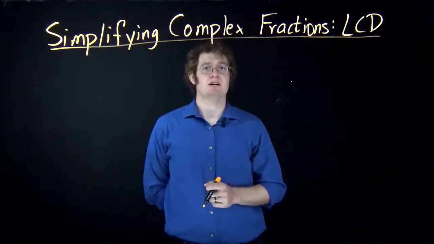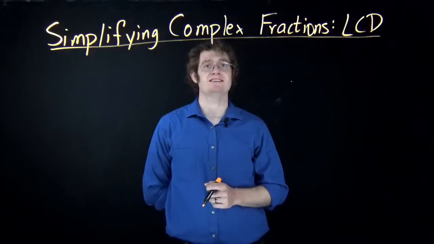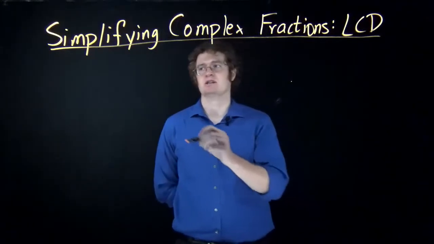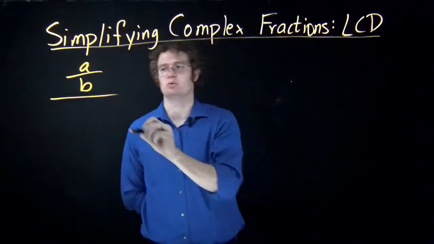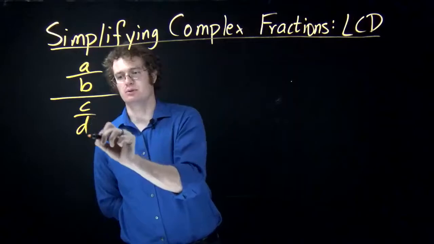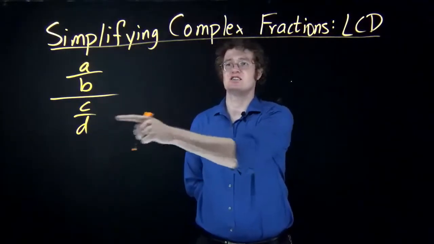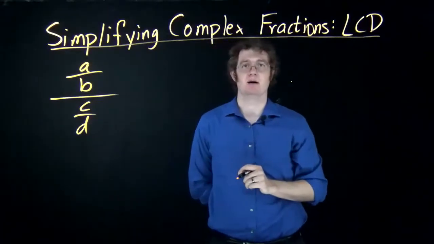Today, we're going to be simplifying complex fractions with the use of a least common denominator, or LCD. So, what is a complex fraction? A complex fraction is a fraction that has fractions inside its numerator and denominator. An example of that might be this: a divided by b, all divided by c over d. I have a fraction in my numerator and a fraction in my denominator.